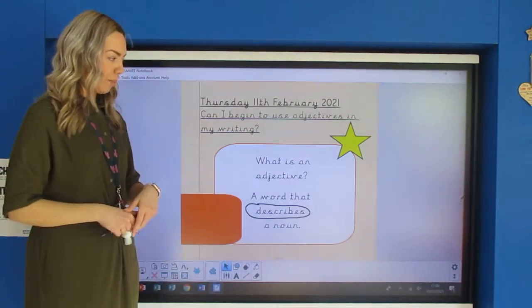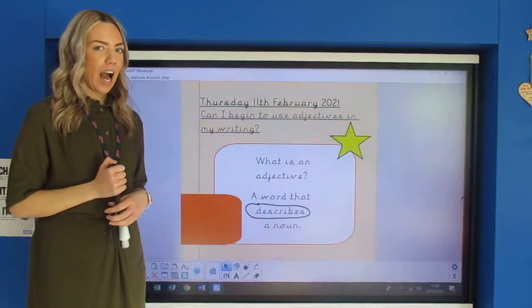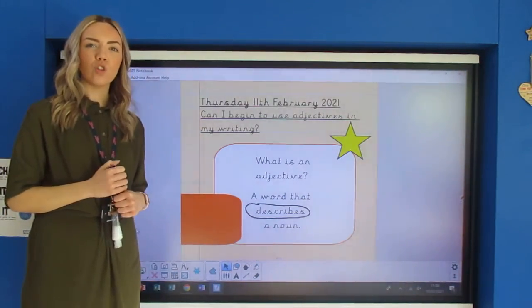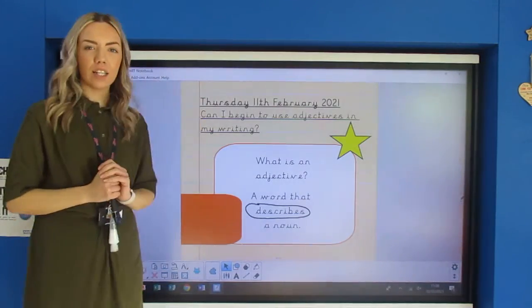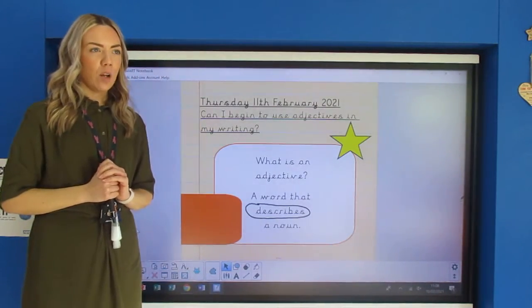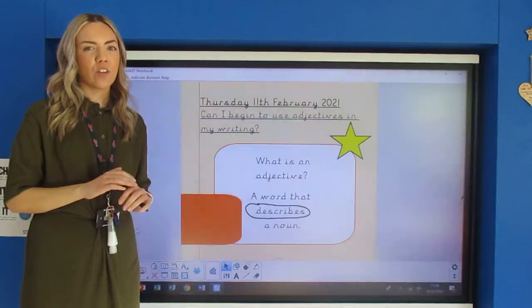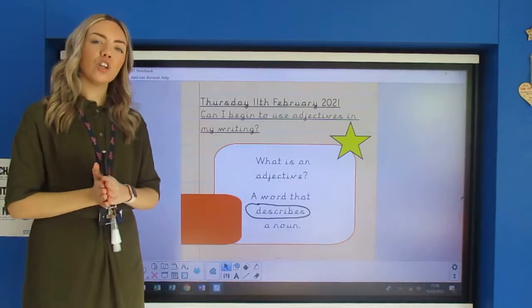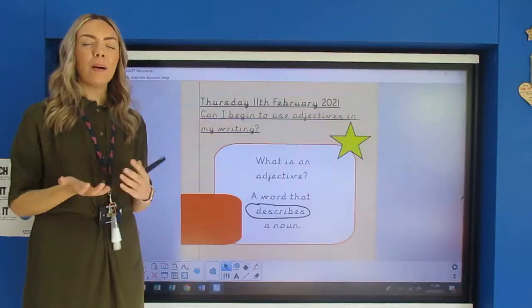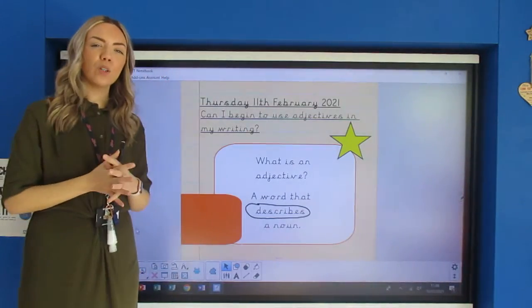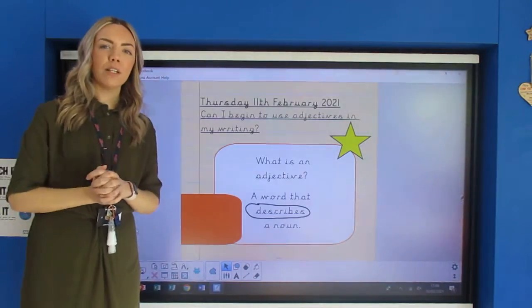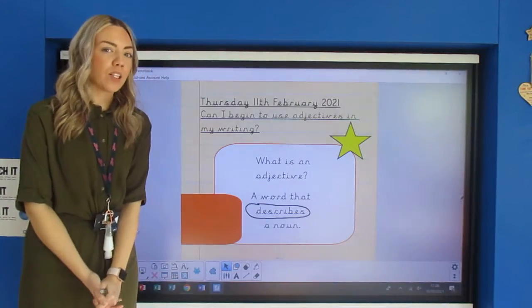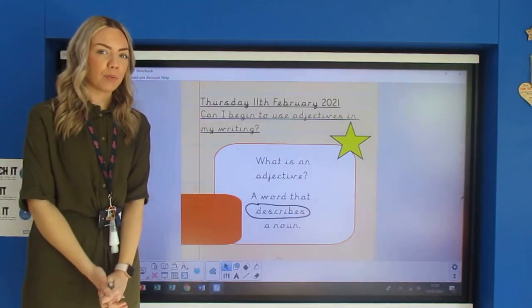Brilliant. So, today I thought we could have a really good go at writing a short story using adjectives. Now, when I say story, a lot of you are going to go, oh, no, that's going to be lots and lots of writing, but a short story is about a paragraph, so a few sentences for the beginning, a few sentences for the middle, and a few sentences for the end.